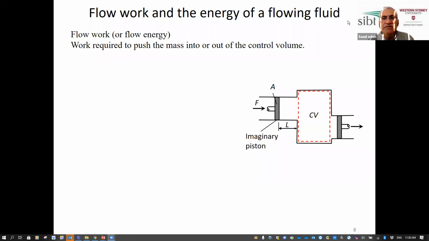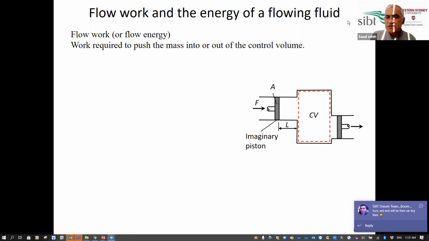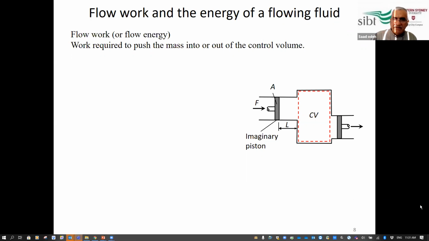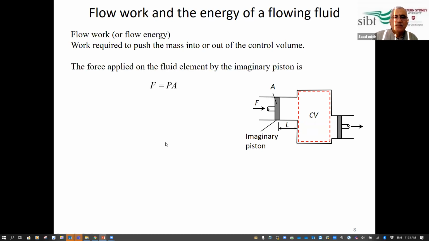And in order to make the fluid flow, we have to apply work. So the fluid requires work to move it from one side to the other side. Therefore, we have to add another term to the energy equation. This term we call the flow work term. The flow work term will be based on the definition of the work.